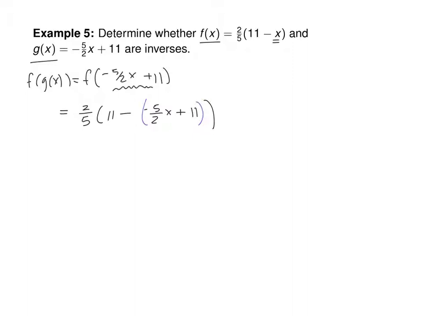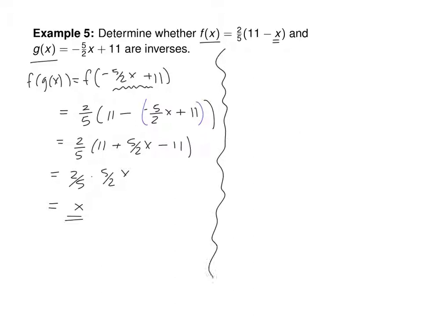Okay, what happens to that negative sign when it distributes? What do you get inside those parentheses? 11 plus 5. And then, what cancels first? 11. And then you have 2/5 times 5 halves x, and then 2/5 times 5 halves is just 1. So in one direction you get x. All right, so one direction you get x. So maybe they're inverses. Now check the other.